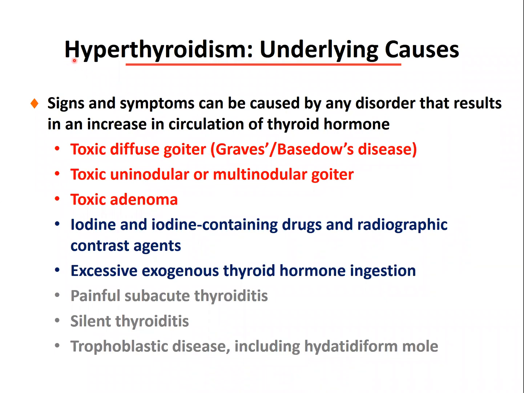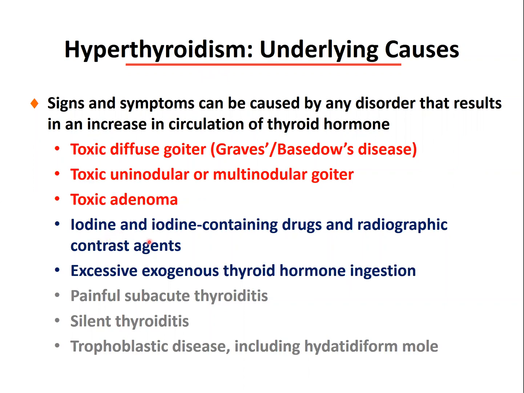Now, the opposite: when we have too much thyroid hormone, the signs and symptoms can be caused by any disorder that results in an increased circulating thyroid hormone level. Toxic diffuse goiter, such as Graves or Basedow disease, which is an autoimmune disease, toxic uninodular or multinodular goiter, and toxic adenoma. So these are the three most common causes of hyperthyroidism.